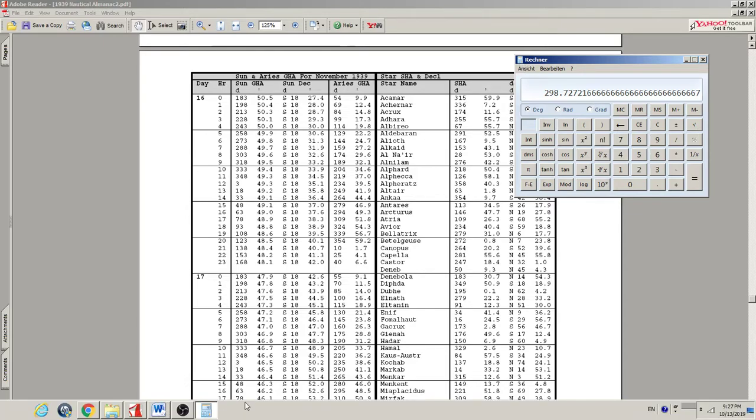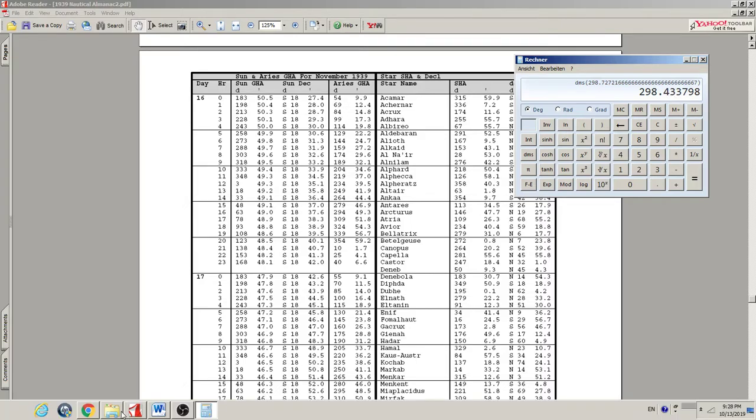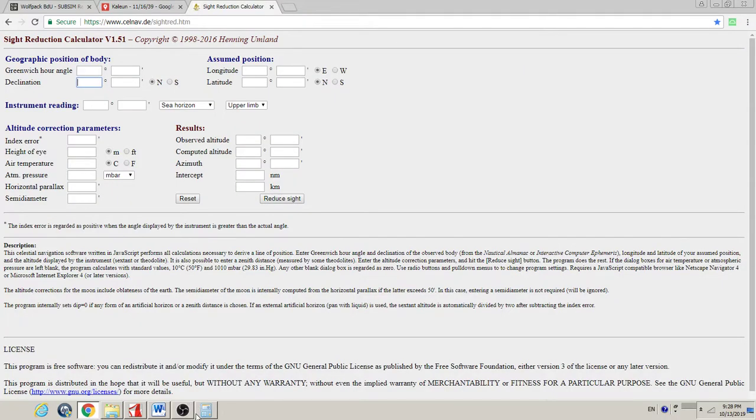Now what this website will do is it will add our longitude as well. We don't have to do that. So this gets us the answer we need for the website. But since this is in decimal degrees, we need to press DMS. You need to understand how to do that if you're going to do this. You need to convert from degrees to decimals and back again. So the way you read this is 298 degrees, 43.6 minutes. So we enter that into our website here.